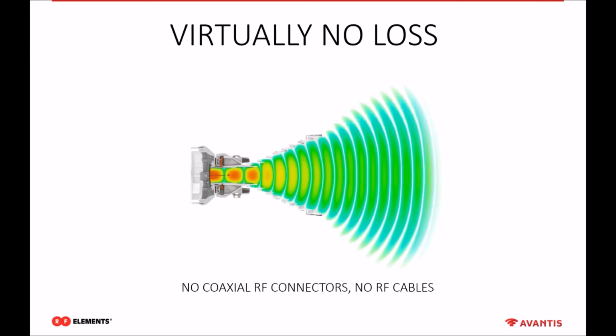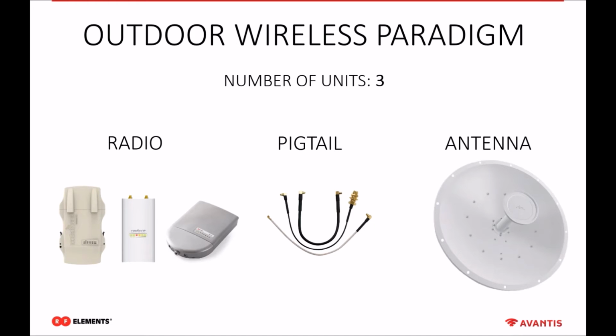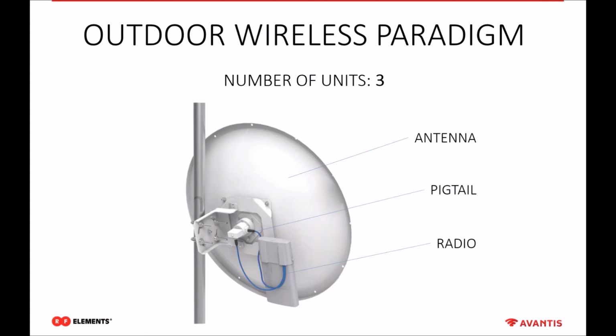And speaking about the cables, how did we end up with the twist port connector? Usually this is the normal outdoor wireless paradigm. When you want to create a link or to install an antenna or AP at one point, you need 3 units: a radio, an antenna, and the pigtail, something that will connect the radio to the antenna. When you are installing it, you put the radio on the antenna and connect it with the pigtails.